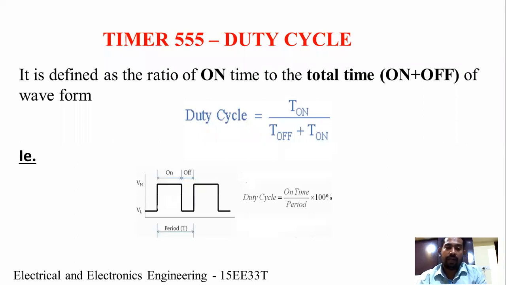Next, timer duty cycle. The duty cycle of a timer is defined as the ratio of on time to the total time, that is on plus off, which gives the waveform. The duty cycle is given by t on divided by t off plus t on.